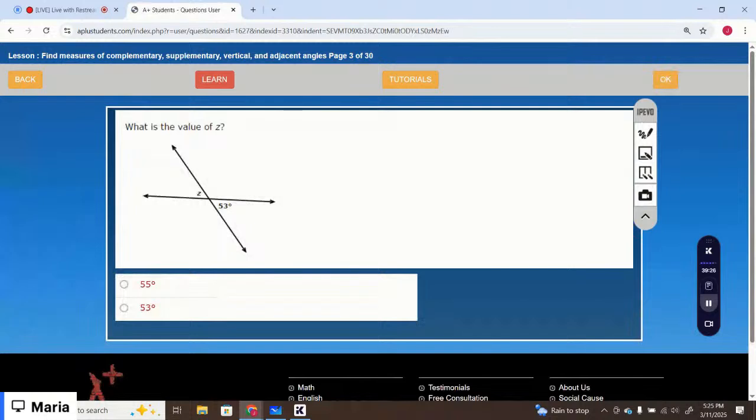What is the value of Z? Which is the correct option? Degrees. Option number two is the correct option.